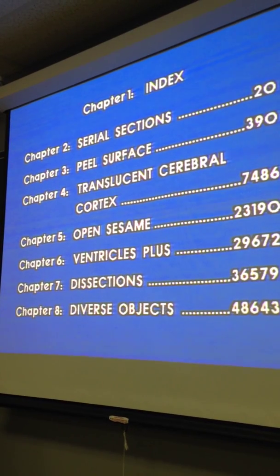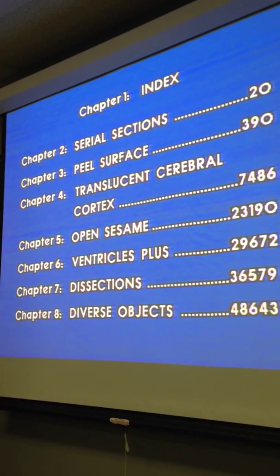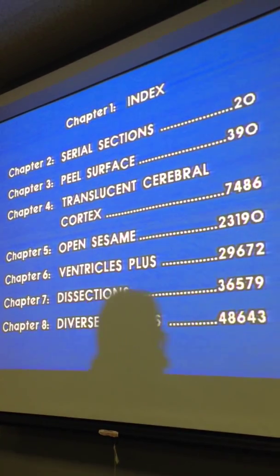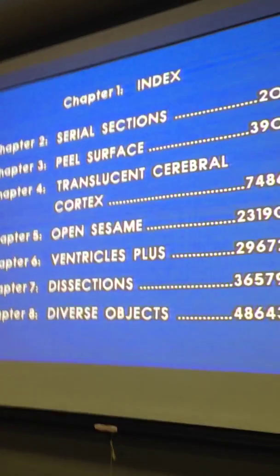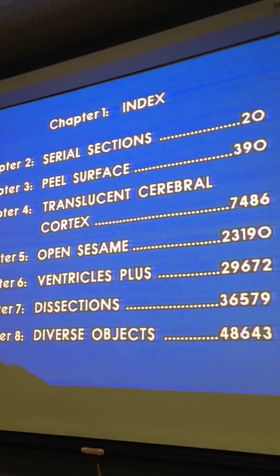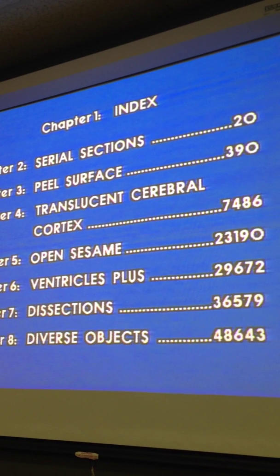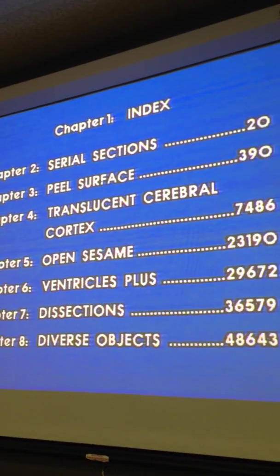What other one should I do? You want to go for a different section? Yeah, just going through all of them. Do we go through all the chapters? How many chapters? Okay, let's do translucent cerebral cortex.